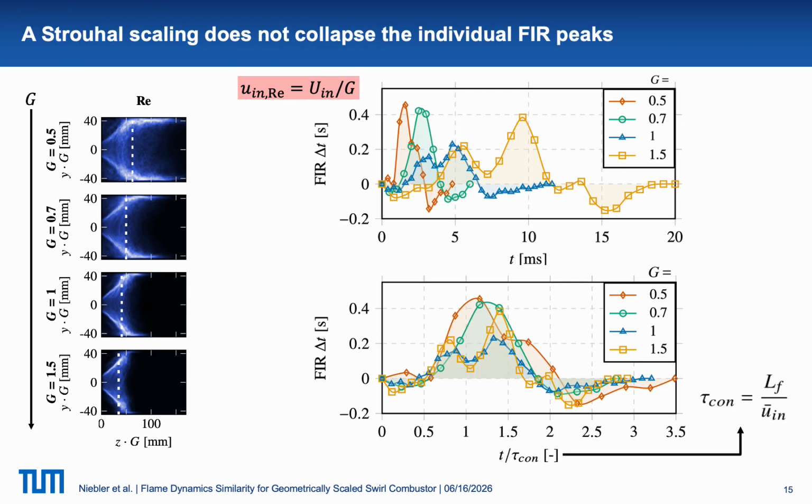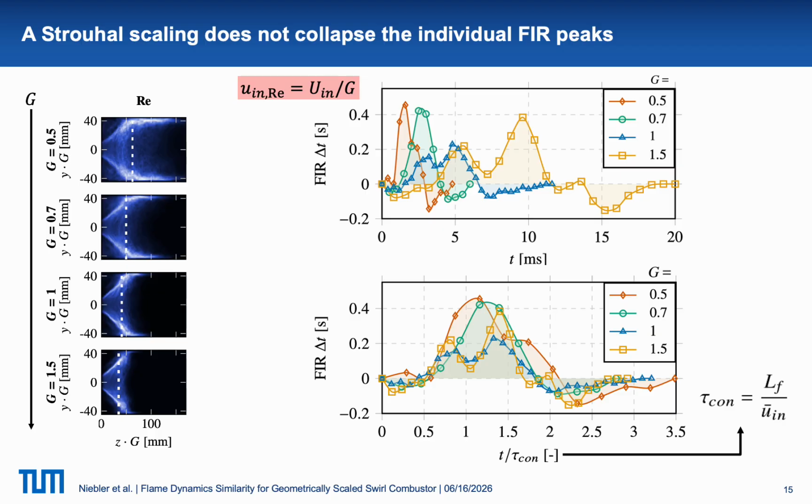Now, to check if we have flame dynamic similarity for the Reynolds cases, we do what we did for the Damköhler-Reynolds cases. We apply a convective scaling, so a multiplication or a division by a convective timescale, in order to find out if it's possible to collapse the impulse responses. If we do that for the Reynolds cases, we see that the envelopes fall together, but not really the individual peaks, so the physical effects shaping the flame response. And this is different compared to the Damköhler-Reynolds cases that we have shown before.